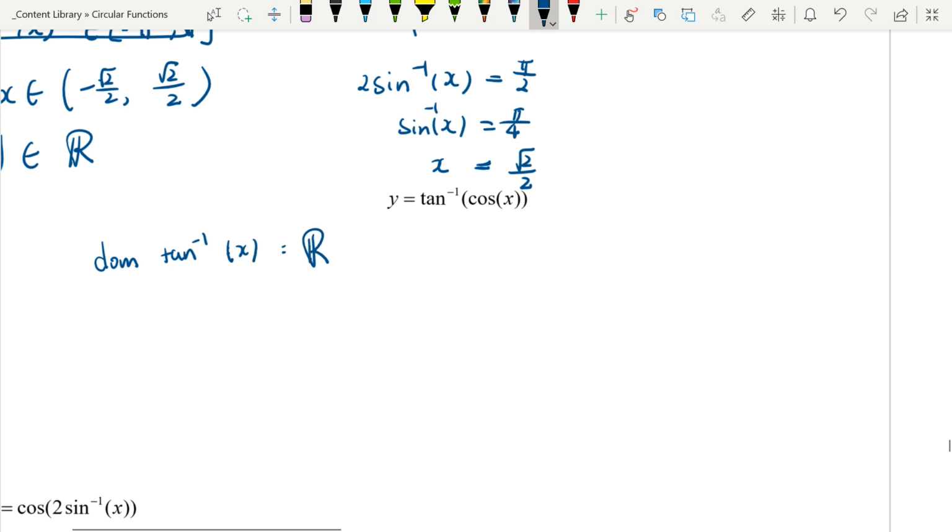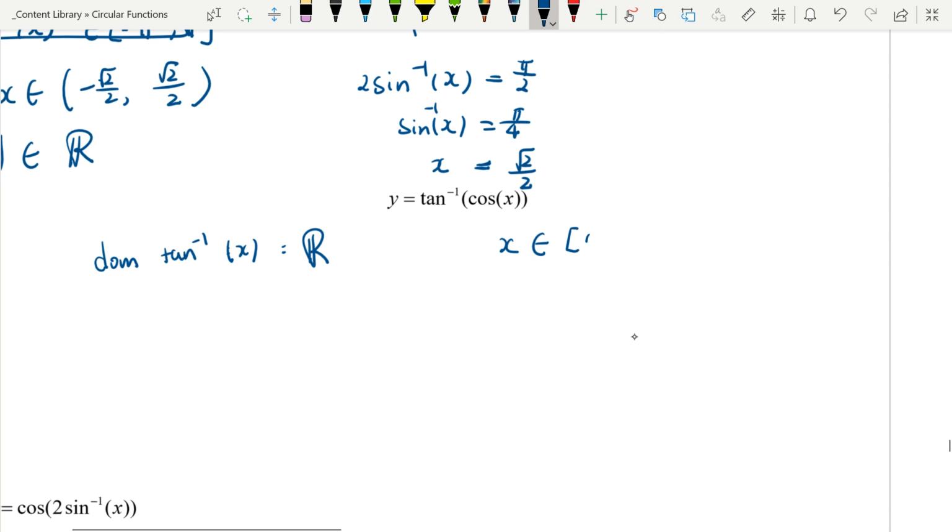R, right? Or real. Like the range for tan is real, so the domain for tan inverse will be real. So it doesn't matter what we have inside. It's always alright to put into the tan inverse function. So now let's think about what we can put in cos. So what's the domain for cos?